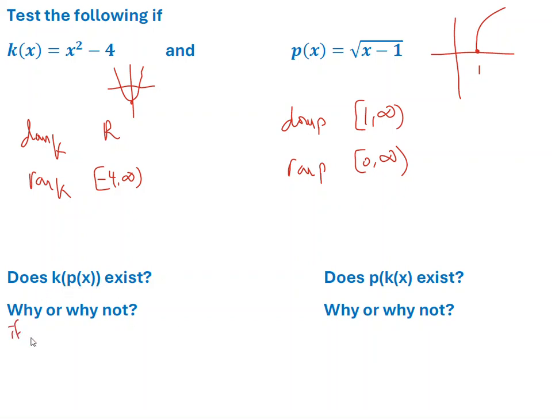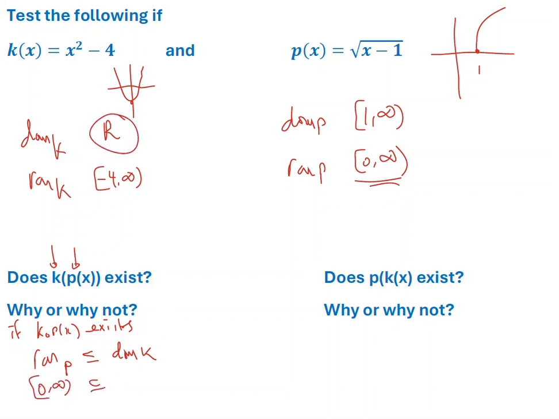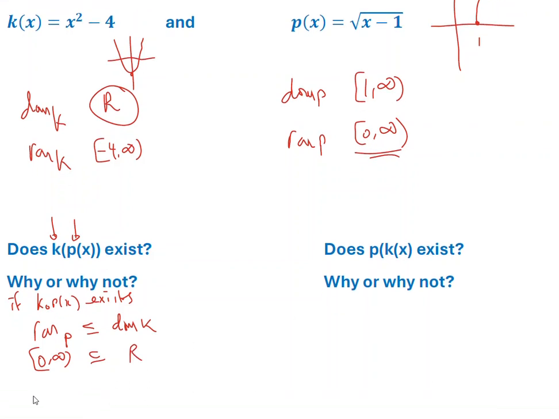So, if k of p of x exists, then the range of the inside, which is p, has to be a subset of the domain of the outside, which is k. The range of p is 0 to infinity. The domain of k is all real numbers. Yes, it does fit in. Yes, therefore, k of p exists.